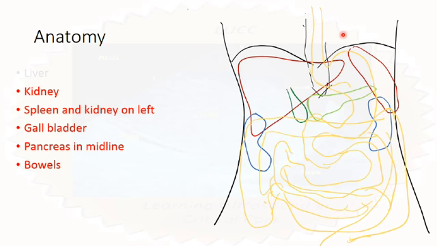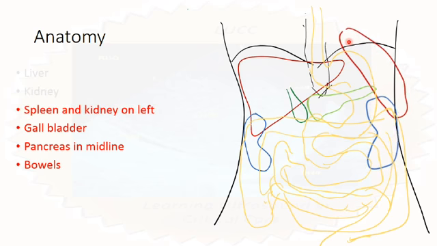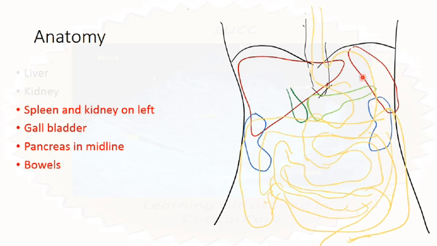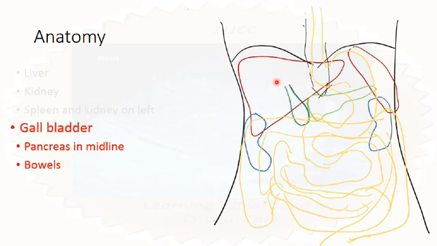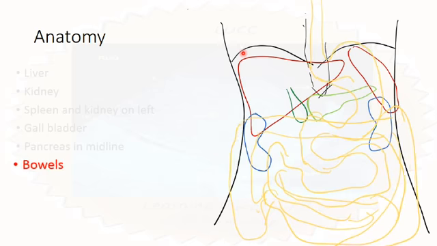On the left side, you have the spleen and the kidney in a very similar relationship, except that the spleen being smaller, it is a little bit more posterior and more difficult to find. Also, because the spleen is smaller, the left kidney is more cephalad compared to the right. So they are not at the same level. The left kidney is at a higher, more superior level than the right. Then you have the gallbladder, roughly a few centimeters paramedian, to the right of the midline. And in the midline, as a horizontal structure, you have the pancreas, and the bowels are just all over.